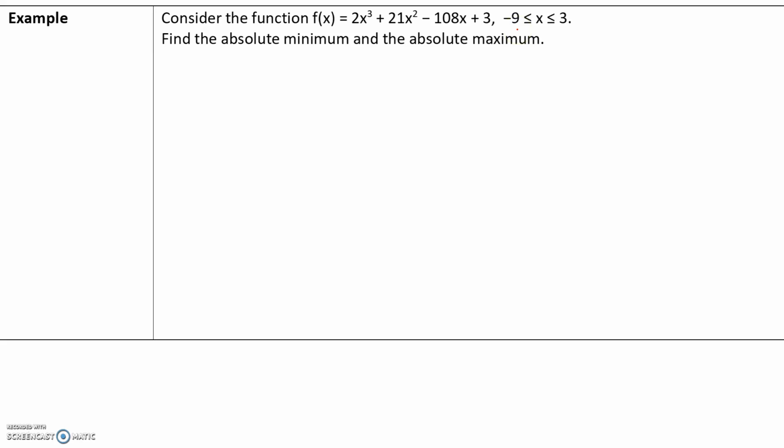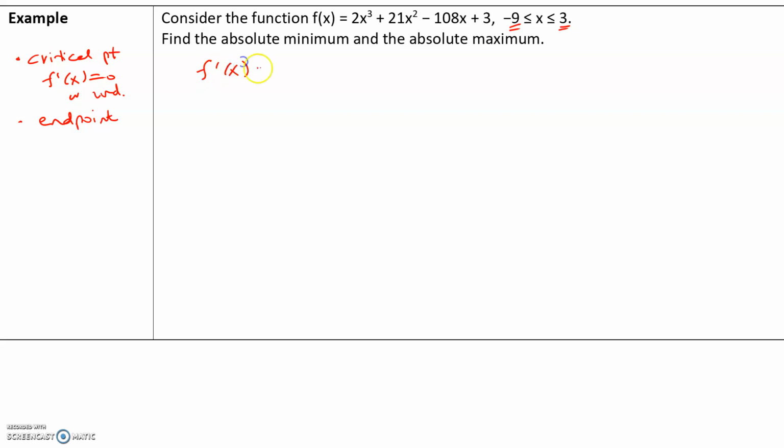Now, where could the absolute maximum or minimum occur? It could occur either at a critical point, this is where f prime of x is equal to 0 or it's undefined, or it can occur at an endpoint. So we know what the endpoints are. The endpoints are -9 and 3. That part's easy. We've got to find our critical points.